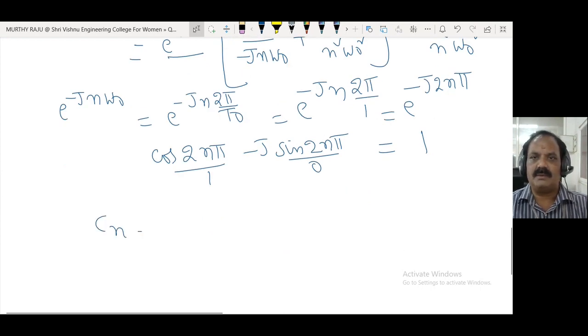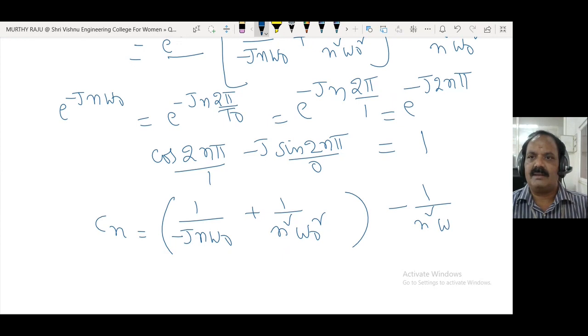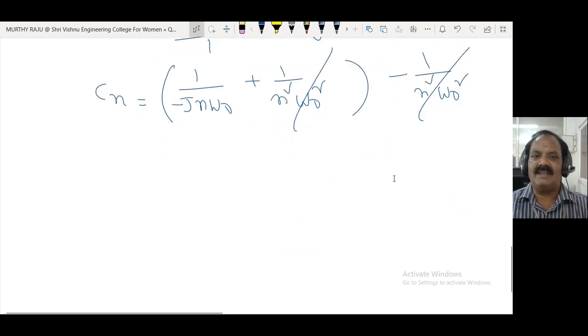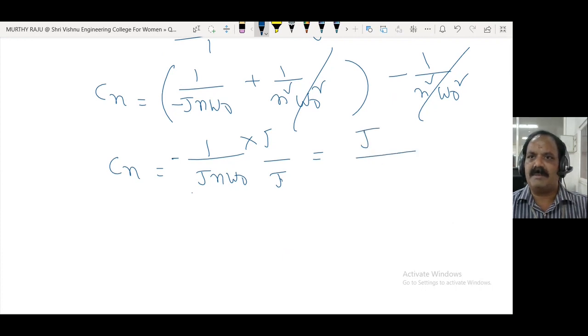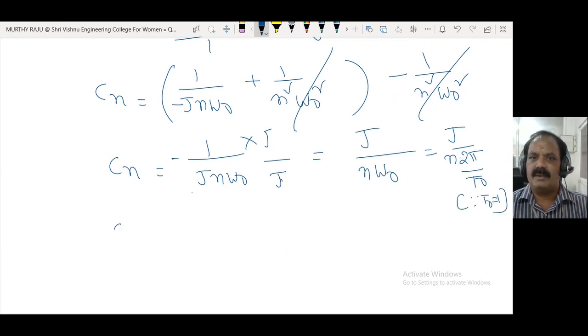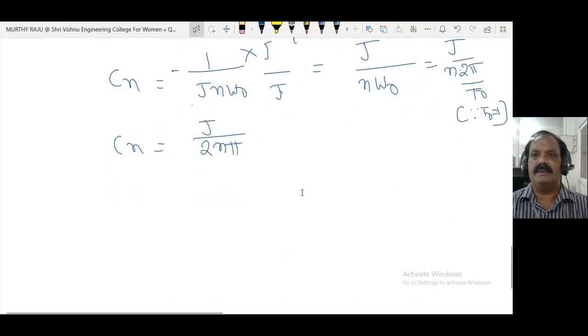That gives Cn equal to 1 by minus j n omega naught plus 1 by n square omega naught square minus 1 by n square omega naught square. These two cancel. Finally, Cn is equal to 1 by minus j n omega naught. Multiplying numerator and denominator by j, j square is minus 1, and minus into minus is plus, so Cn is equal to j by n omega naught, which is j by n times 2 pi by T naught. Since T naught, the time period of the waveform, is 1, Cn is equal to j by 2n pi, for n not equal to 0.